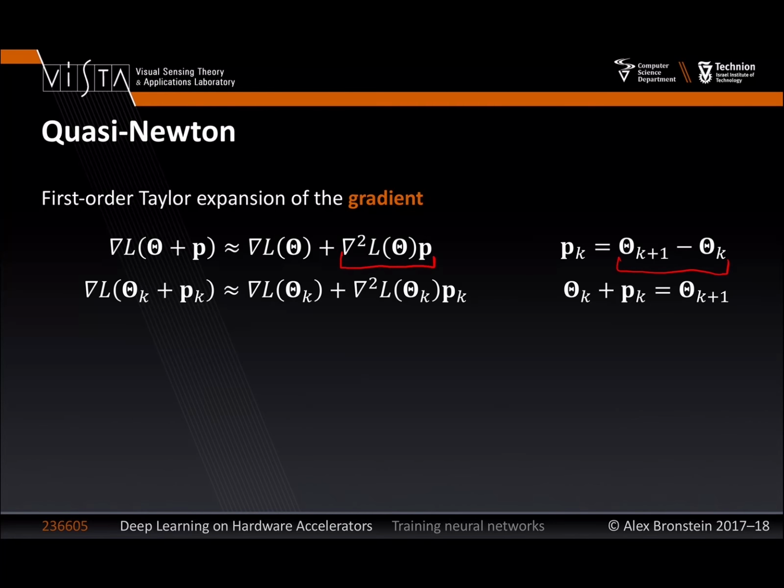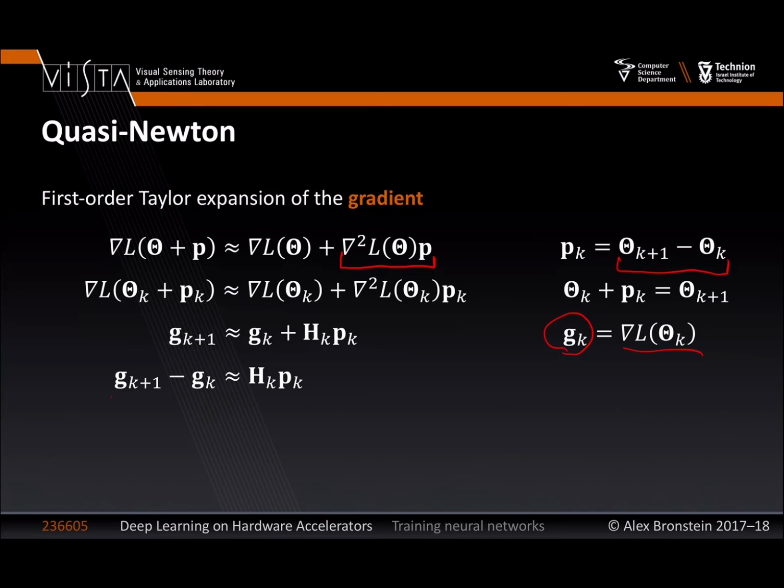I will substitute g_k, basically just as a shorthand for the gradient at theta_k. Obviously, g_{k+1} is the gradient at theta_{k+1}. And I'm going to get this. Let's reorder the equation. We have basically that the difference of two subsequent gradients is approximately equal to the Hessian times the difference between two consecutive steps. And this is called the secant equation.